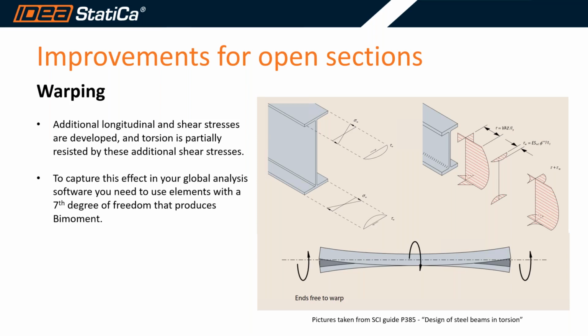Now, when the warping of an open cross-section is constrained, this means that additional longitudinal and shear stresses will be developed, and torsion will be partially resisted by these additional stresses that you can see in this picture. It is also important to know that the effects of warping cannot be captured in your global analysis software. The reason is simple. To capture this effect, you need to have elements with a 7th degree of freedom that produce the bi-moments.